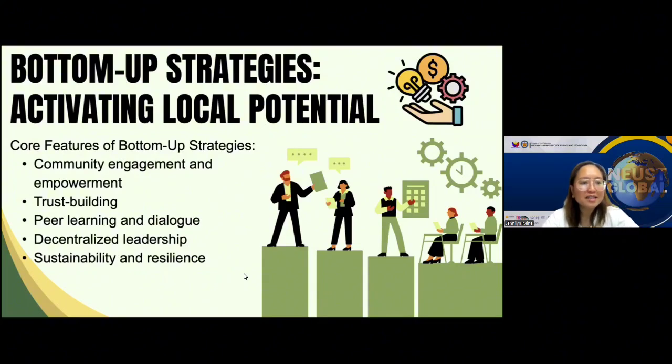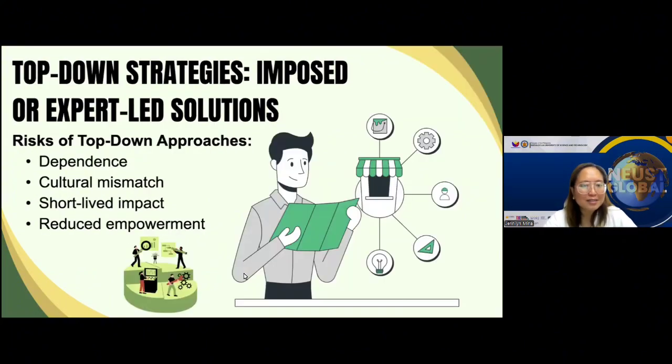But of course, let us not stop from learning what is meant by top-down strategies, imposed or expert-led solutions. Top-down strategies are approaches to social change that are designed and implemented by external actors such as the government, the non-government organizations, and, of course, expert institutions. Unlike bottom-up approaches, they often bypass local input and impose solutions based on outside knowledge or priorities.